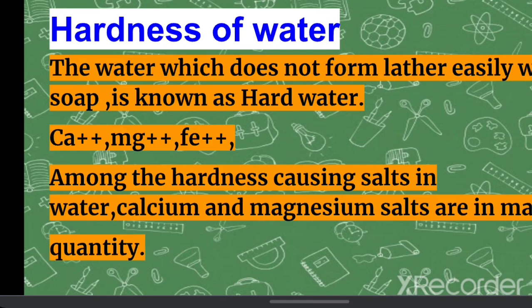Generally, sodium and potassium salts are largest in quantity in underground and surface water. Water containing salts of calcium, magnesium, iron, manganese, etc. does not produce lather or foam with soap readily, but first there is a formation of a sticky white precipitate.